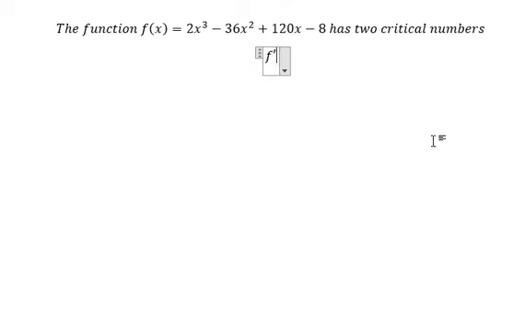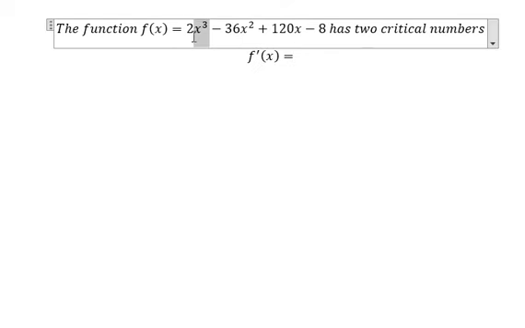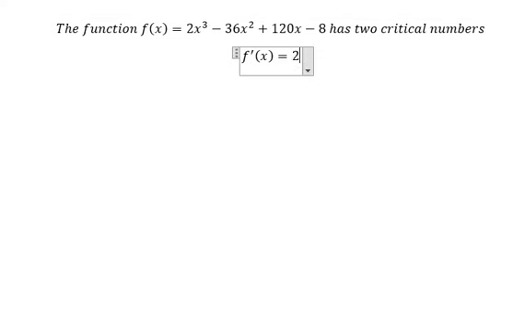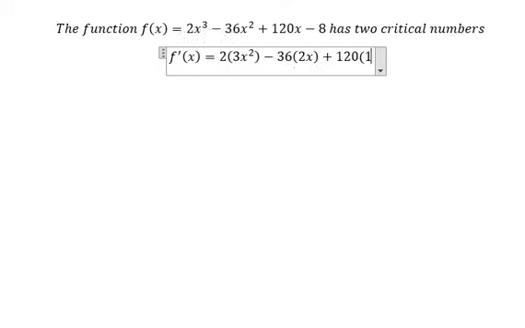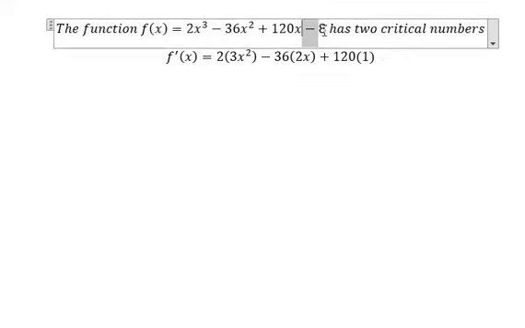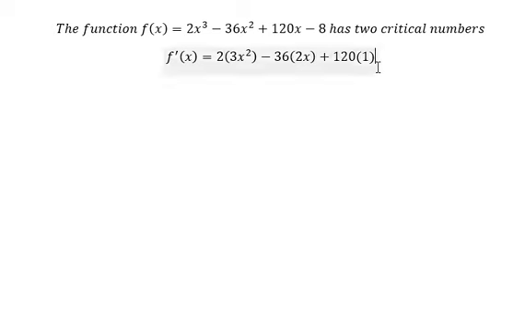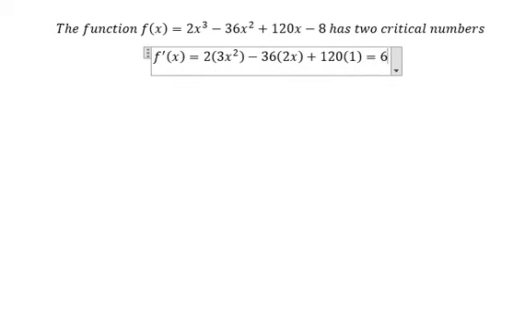We need to find first the derivative of this one. So first, the derivative of x to the power of 3. We have 3x squared. The next one, that is about 2x. The next one, that is about number 1. This one, that is about the constant. So you got 0. Now we simplify.